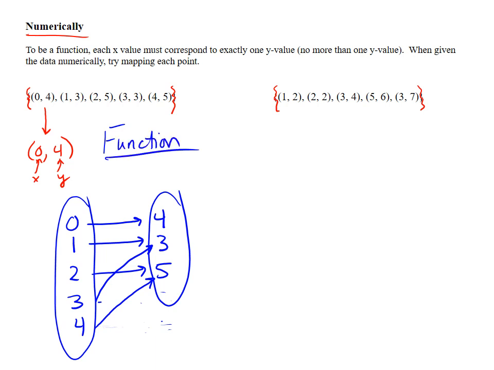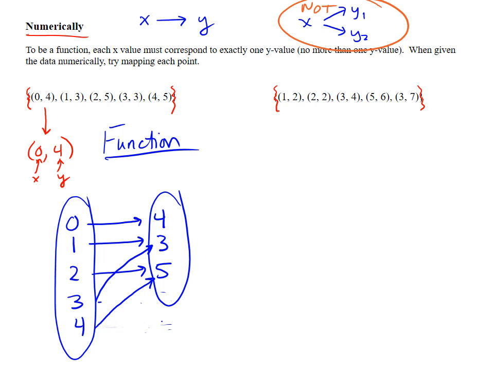We don't have any x value here that corresponds or maps to more than one y value. And remember, that's the thing. Each x value has to go to a y value. You can't have an x value going to two separate y values. This is the thing you need to avoid. You can't have that. So this first relationship was fine.